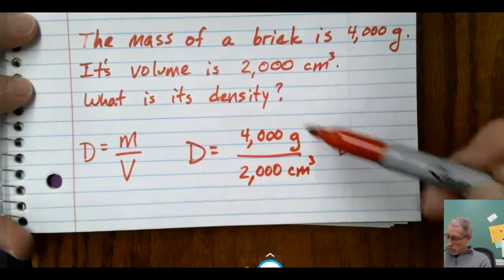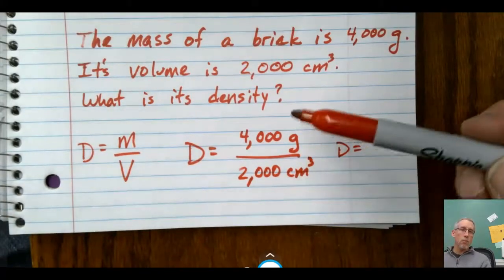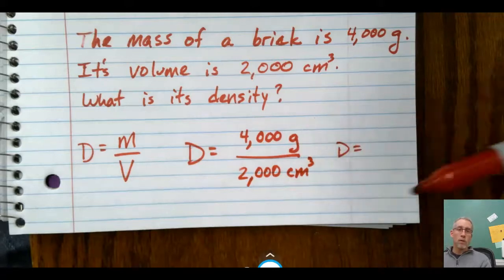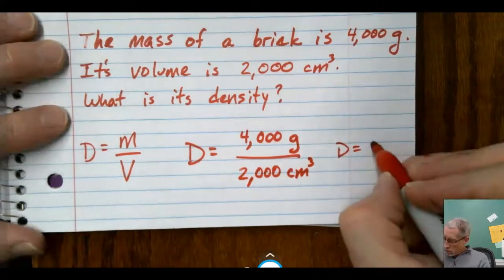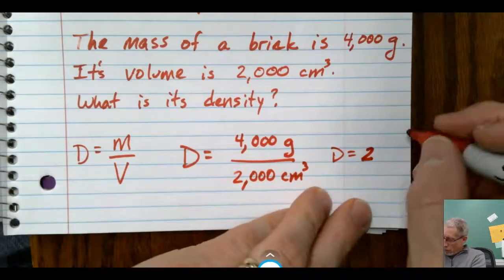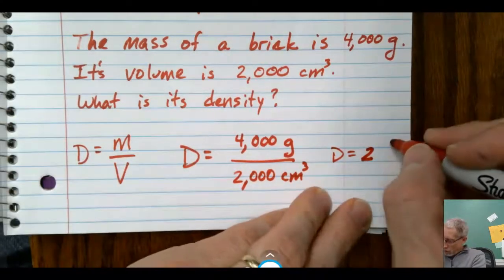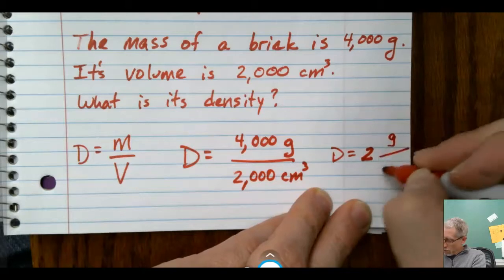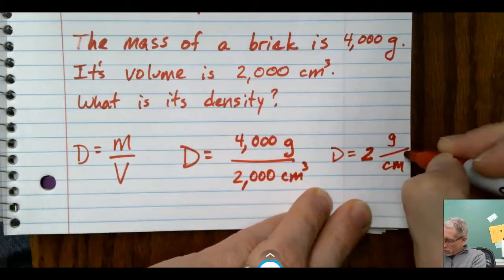And then you grab your calculator if you need it, although in this case, I hope you don't. 4,000 divided by 2,000 is 2. And always write the units that go along with your final answer. So this would be grams over cubic centimeters. We say grams per cubic centimeter.